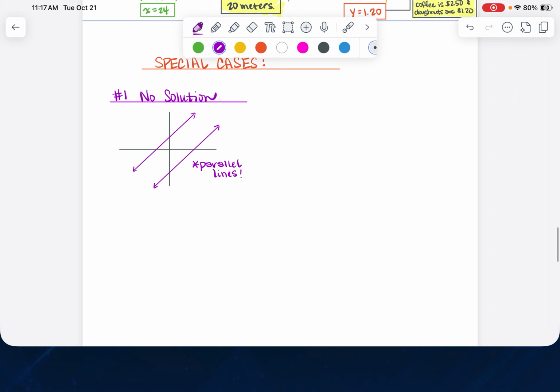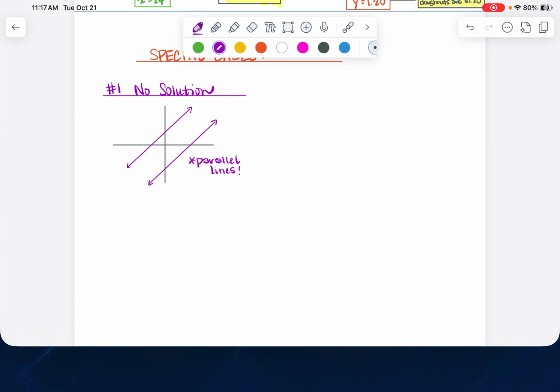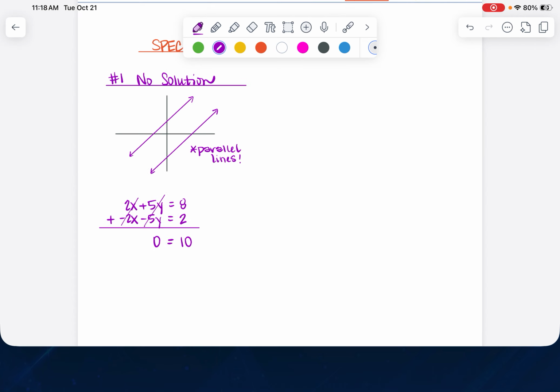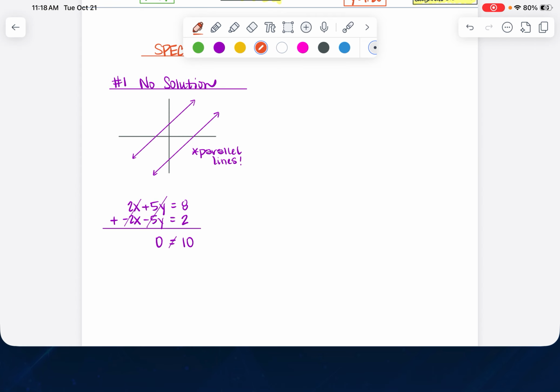But if you're doing the substitution or the elimination method, let's talk about what that looks like. Let's say I'm doing the substitution method, and I'm going to do a very general case here, you guys. Let's say I get 2x plus 5y equals 8, and then I do some math, and I get negative 2x minus 5y equals 2. Well, when I add these vertically, my x's and y's all cancel, which leaves me with 0. But I'm left with 10 on the other side, and 0 is not equal to 10, right? That is a false statement.